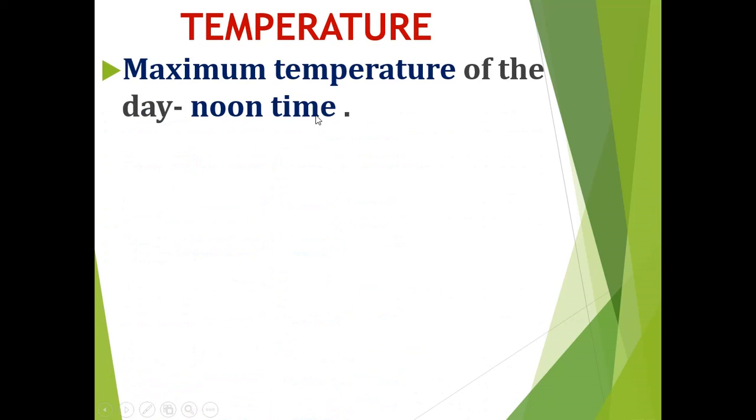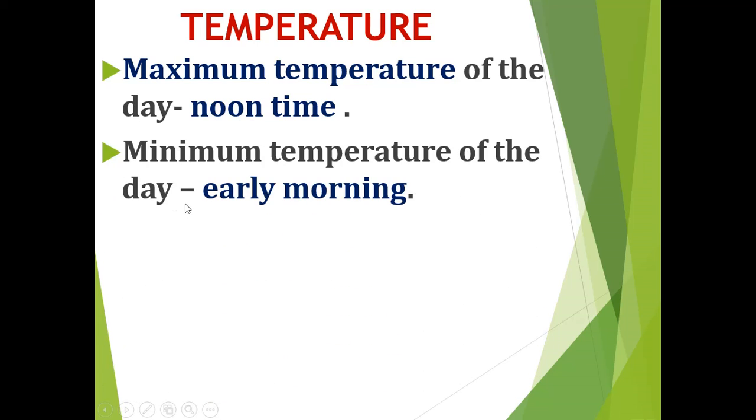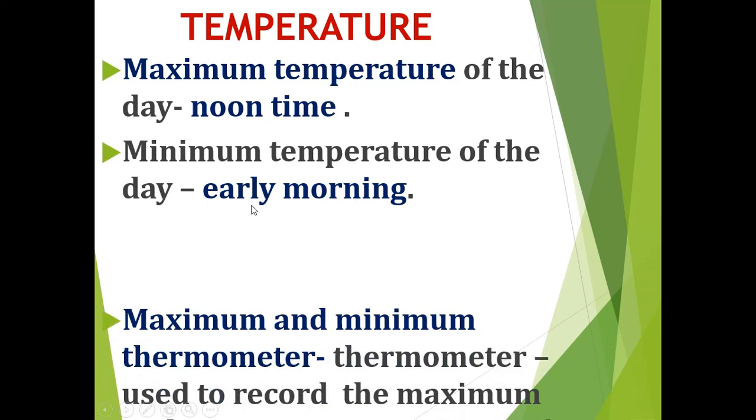Okay, so first of all, temperature. So maximum temperature of the day occurs during noon time. Noon time means afternoon, it will be the hottest. So that is considered as maximum temperature. Minimum temperature of the day occurs at early morning. Minimum temperature means, early morning it will be very cold. Yes? So that is minimum temperature of the day. So maximum temperature of the day occurs at noon time. Minimum temperature of the day occurs at early morning.